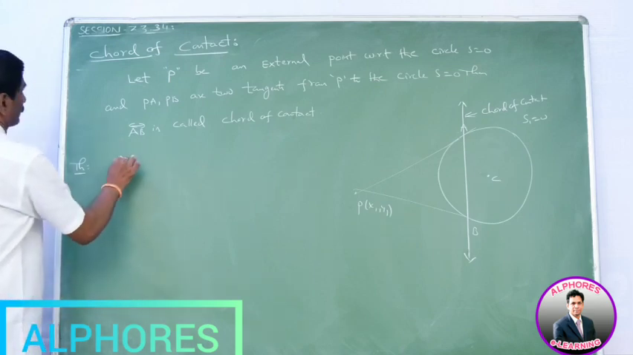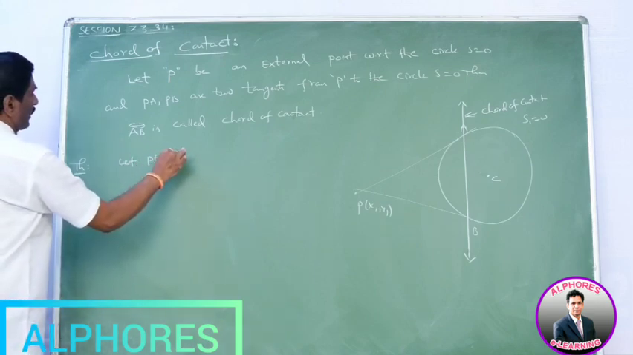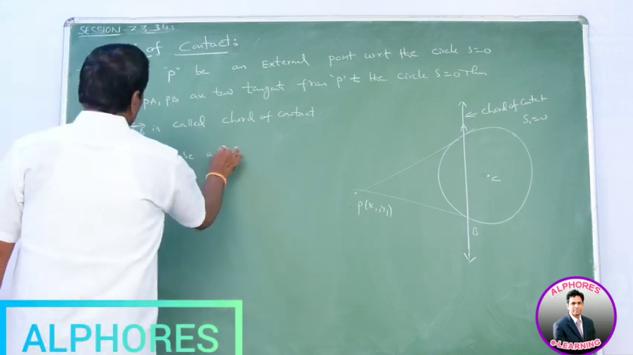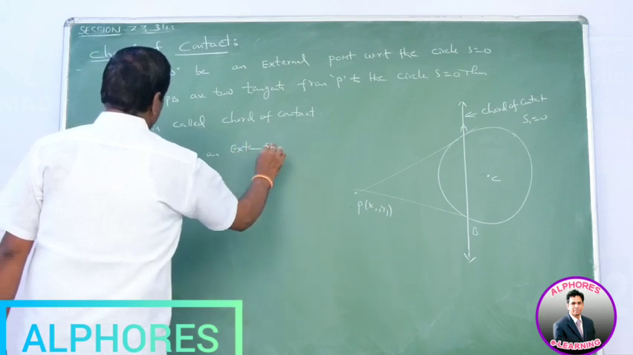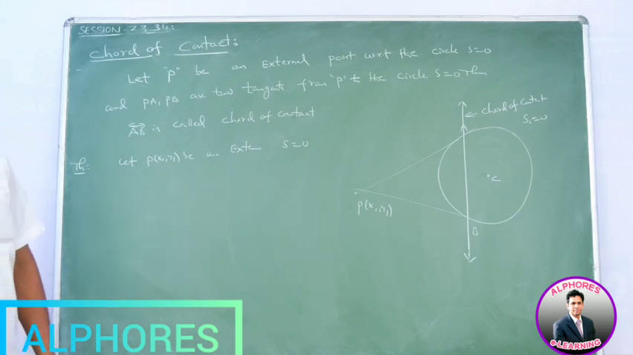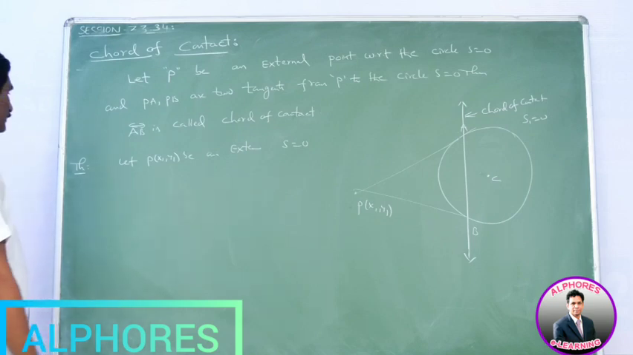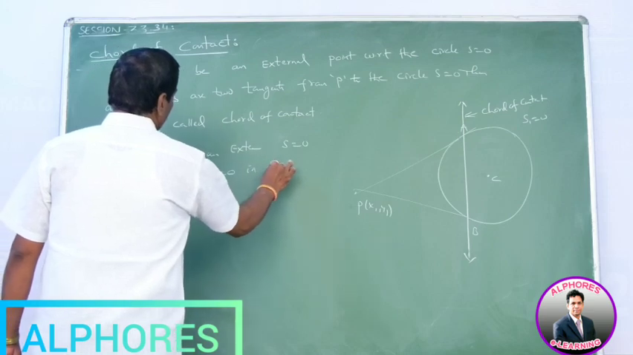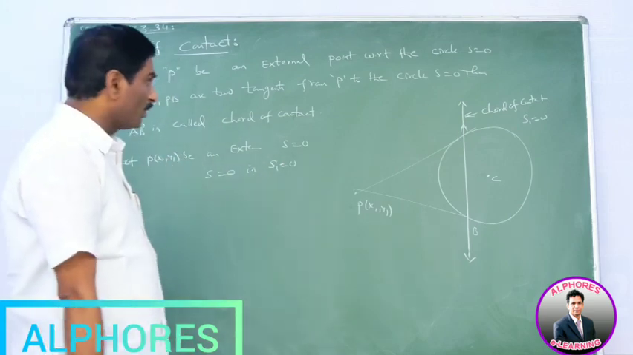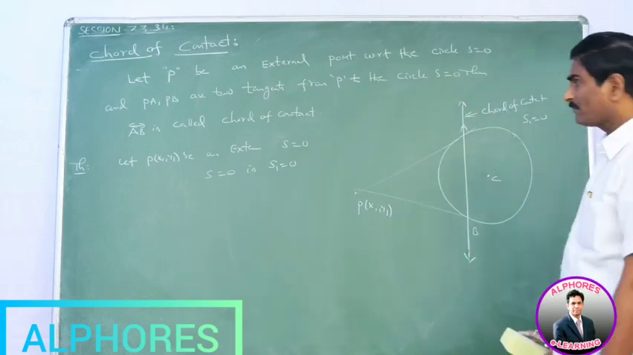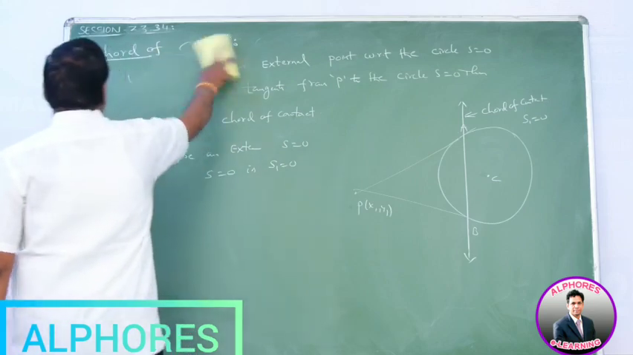Let P(x1, y1) be an exterior point with respect to the circle S is equal to 0. Then the equation of the chord of contact of P with respect to the circle S is equal to 0 is S1 is equal to 0. This line AB equation is S1 is equal to 0. Okay? Proof.